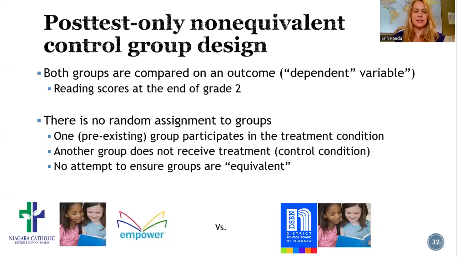There's no random assignment to groups. One group just happens to be at a school that offers the intervention, and one group just happens to be at a school that doesn't offer the intervention. So we have a control group here, but there is no attempt to ensure that the groups are equivalent.